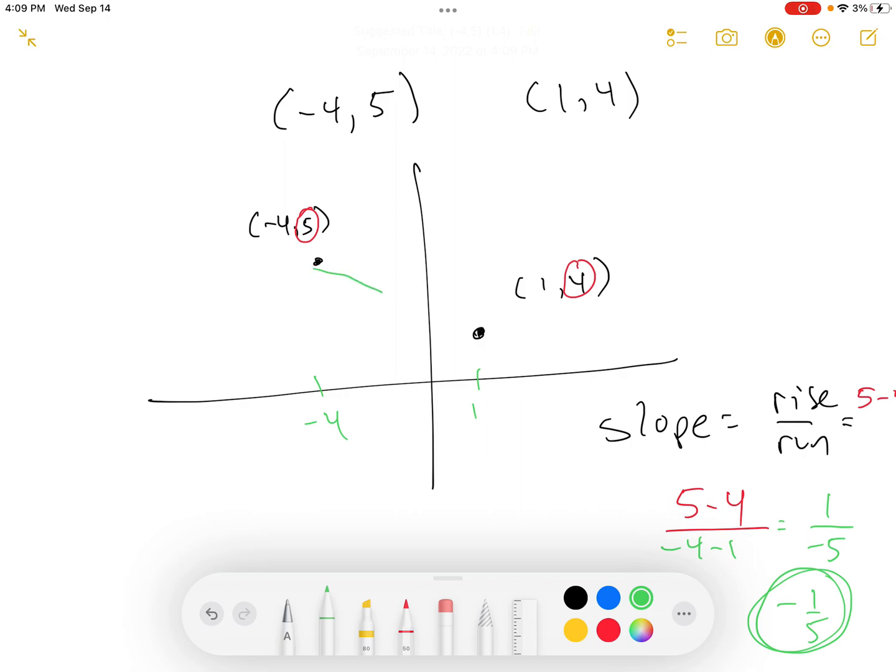And just check and make sure, does negative make sense? Are we going downhill as we go from left to right? And we are. We're not really rising 1. We're more like we're falling 1. We're going down 1 from 5 down to 4. And we're going over 5 from negative 4 to 0, then over to 1. So that's a total of 5. So our slope is negative 1/5.